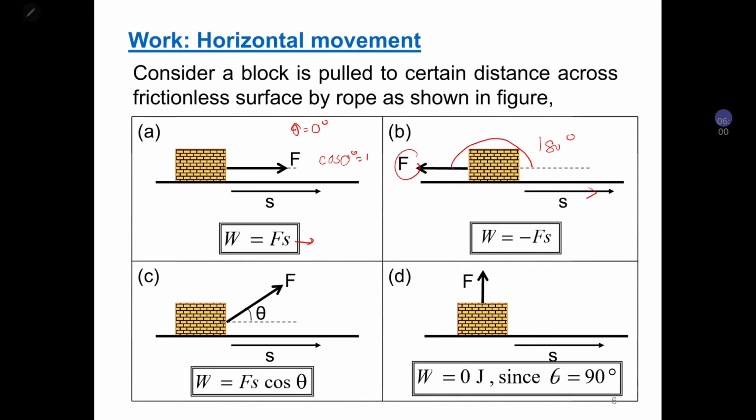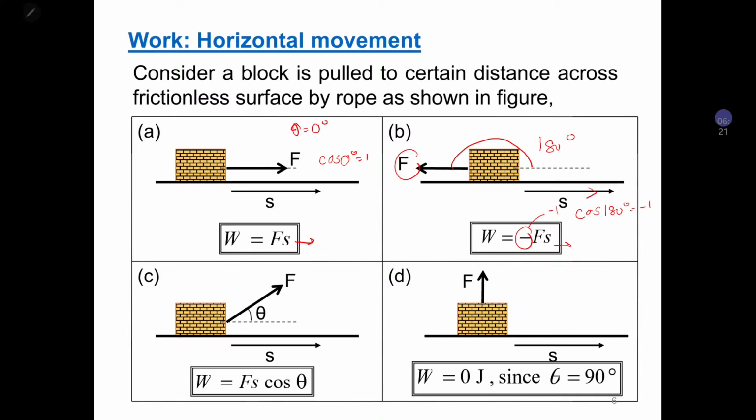Alright, so now cos 180 is equal to negative 1. Okay, so the equation for work will become W is equal to negative Fs. Alright, so the negative comes from negative 1.